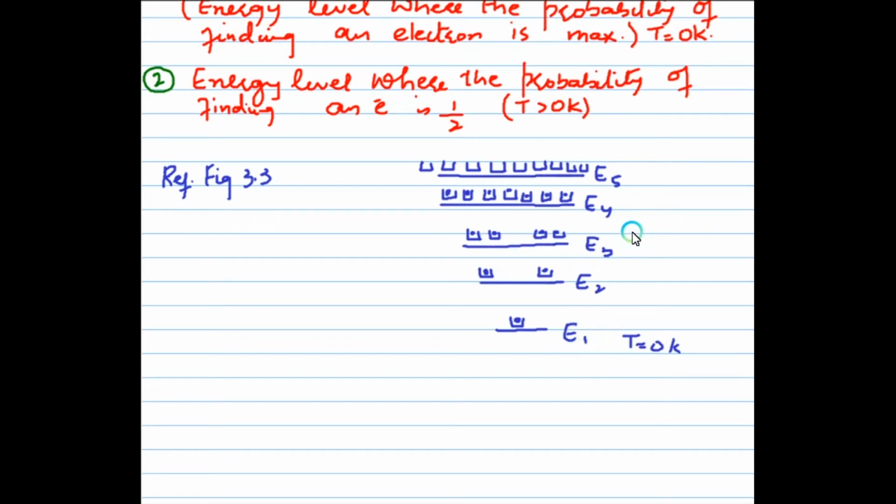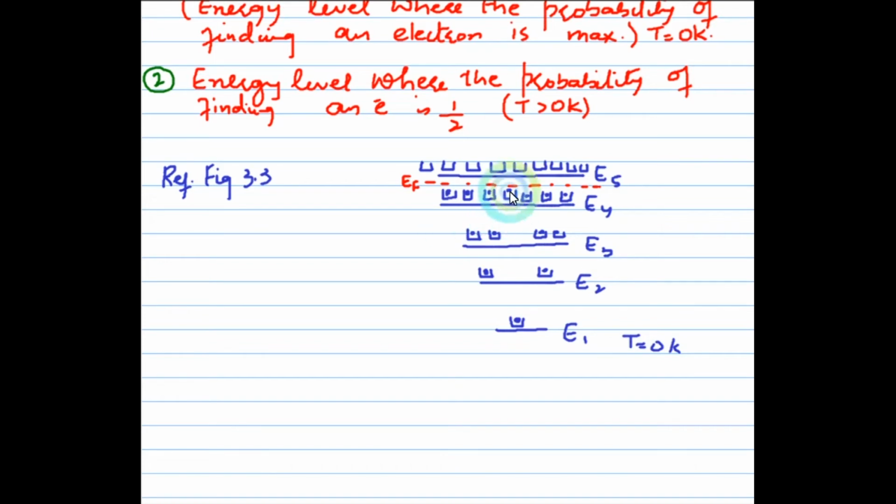Okay, so where would the Fermi level lie? Fermi level would lie somewhere between E4 and E5. So this is the Fermi energy, because all of the lower levels are filled and the electrons do not have sufficient energy so that they could jump to the higher level. Okay, now let us say when the temperature increases.